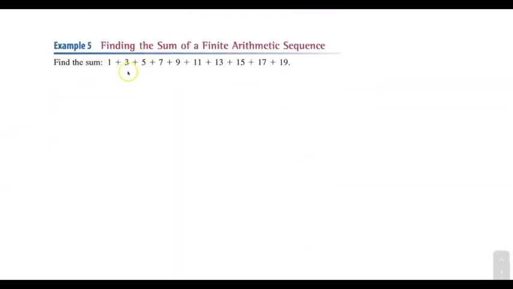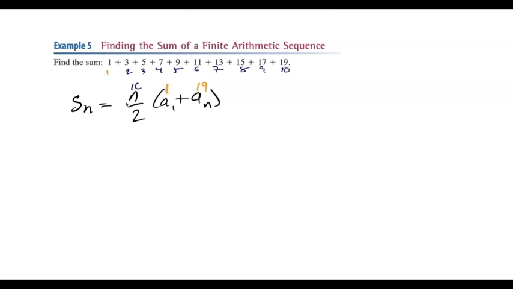Find the sum of this arithmetic sequence. So I guess technically you can just add them all up. Or we use our formula. Sn equals n over 2 times a1 plus an. Now in this case, since I have the last term, it's actually much easier to use this formula. A1 is 1. This is my an, 19. But we also need how many terms. We actually have to count them. There's 1, 2, 3, 4, 5, 6, 7, 8, 9, 10. 10 terms.